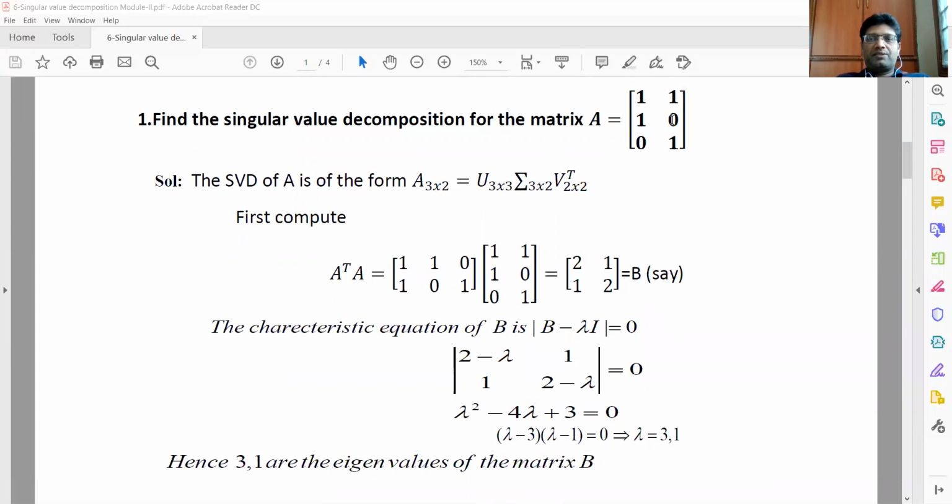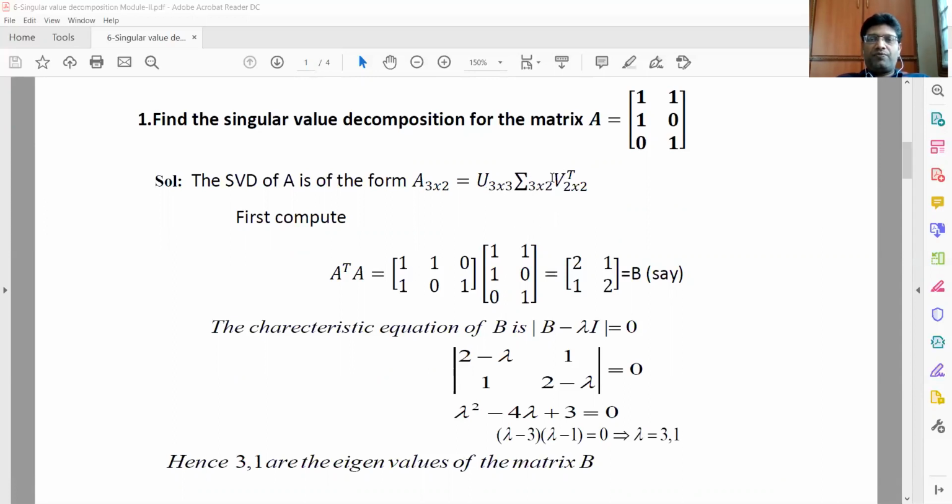So what is the order of matrix A? It is 3 rows, 2 columns. A is 3 by 2. So m is 3, n is 2. Therefore, your U matrix must be of order m by m, that means 3 by 3. And your V matrix must be of order 2 by 2. And therefore, automatically your sigma must be of order 3 by 2. So first we will compute V matrix, then we will compute sigma, followed by U.